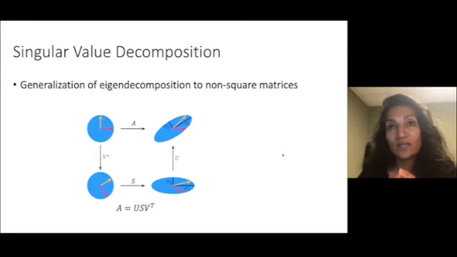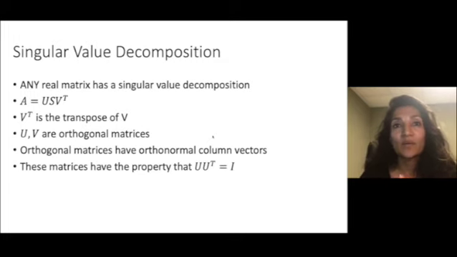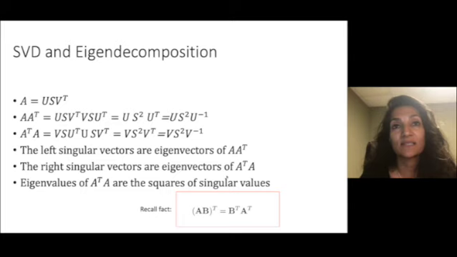You can think of singular value decomposition as a generalization of eigendecomposition to non-square matrices. If you had a square matrix, singular value decomposition, once again, is a decomposition into a rotation times a scaling times another rotation. But it generalizes to non-square cases, which means we can directly apply it on our data. A couple more details about this type of decomposition. Similar to eigendecomposition, U and V are orthogonal matrices, and they have orthonormal column vectors. This means that U times U transpose, or V times V transpose, is equal to the identity.